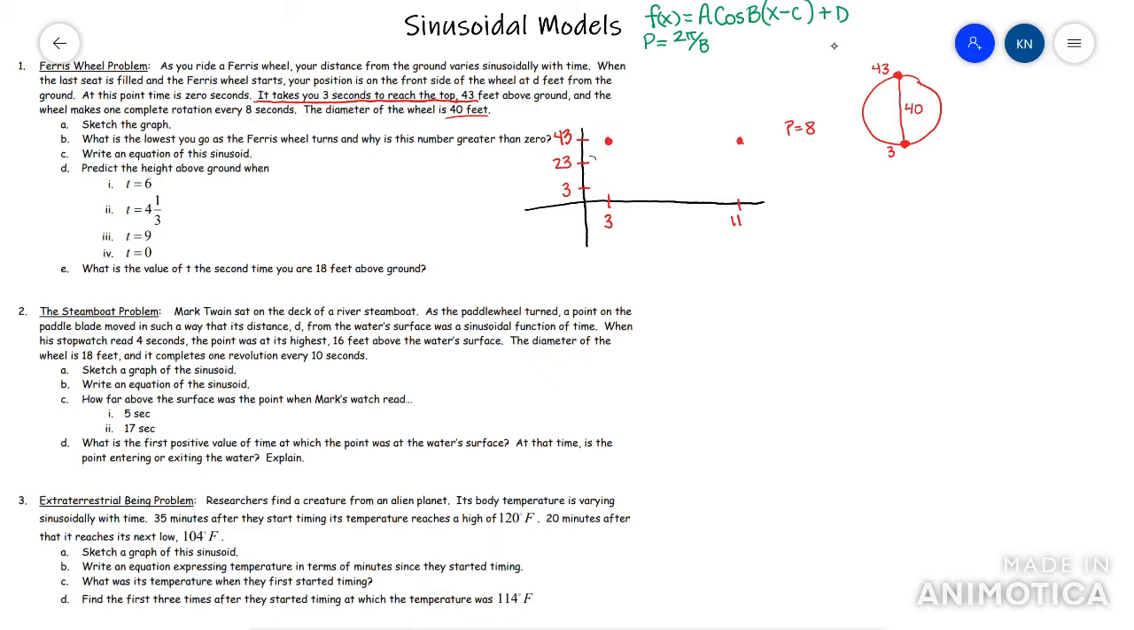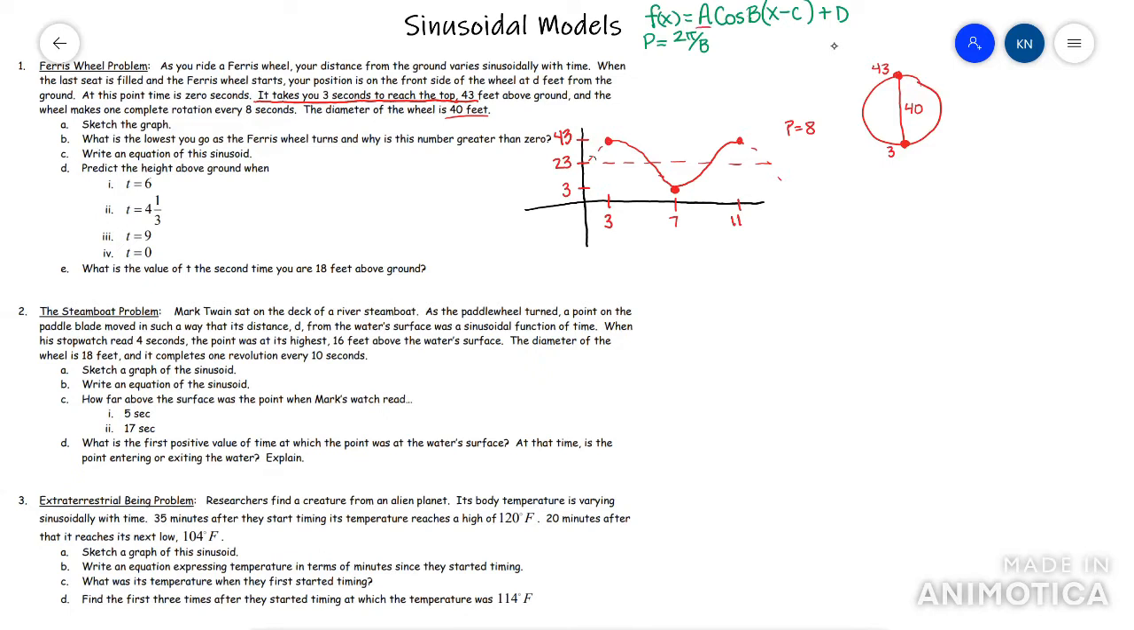So here's the midline. Halfway through the period, so 7, I'm going to hit the bottom, and my graph would look something like this. Then it, of course, would repeat. All right, so there's my accurate picture of this so far. Now, the next thing that I have to do is make an equation out of it.